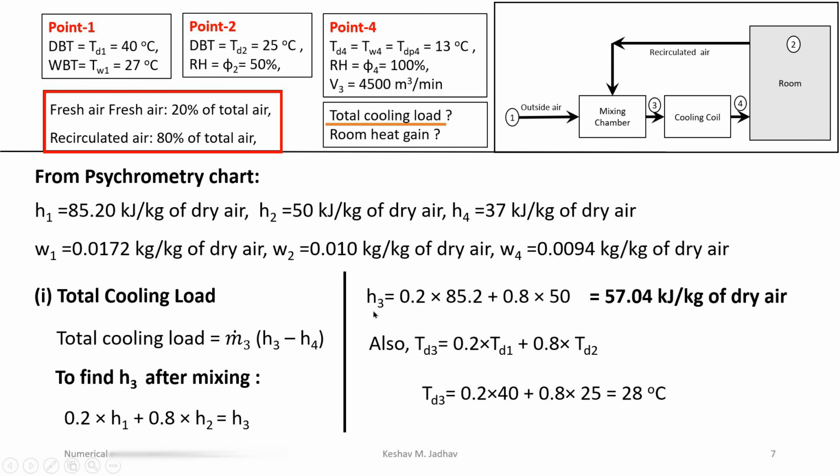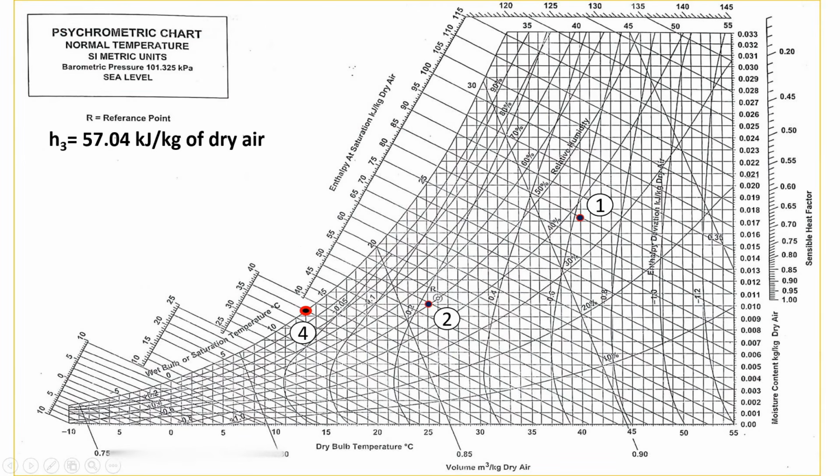So we will locate point 3 on the psychrometric chart and we will read the value of specific volume from the chart, and by using this volume flow rate and specific volume we will calculate the mass flow rate of the air. So let us locate point 3 on the psychrometric chart. Point 3 is after mixing fresh air, that is outside air, and room air. So let us connect these 2 points. Point 3, which is after mixing, will be on this line.